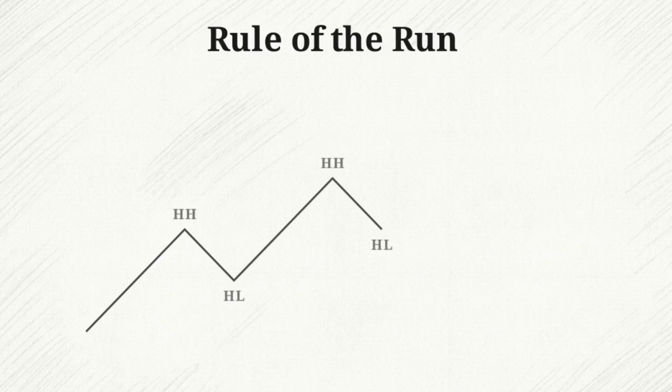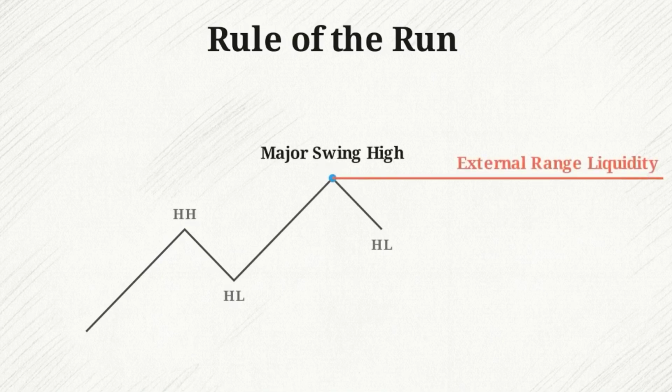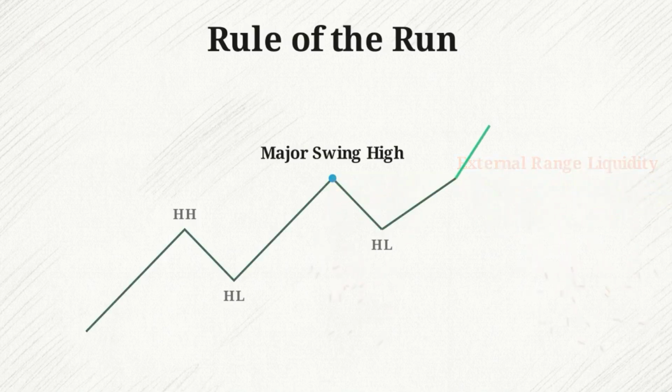First is the rule of the run. Look at this chart where a market is actively trending and the price action pushes outward to target that major external range liquidity boundary. When external liquidity is targeted in a trending market, you have a high probability of a liquidity run. The institutions are driving price past the major swing point to continue the trend.